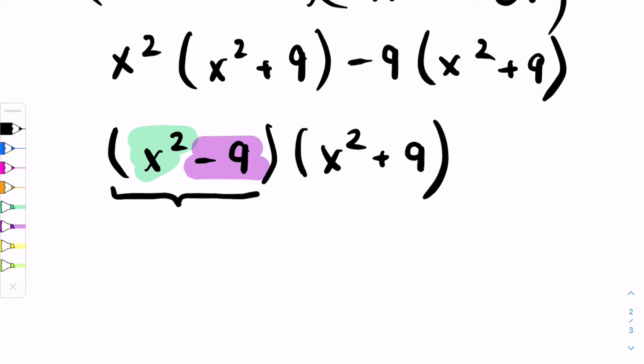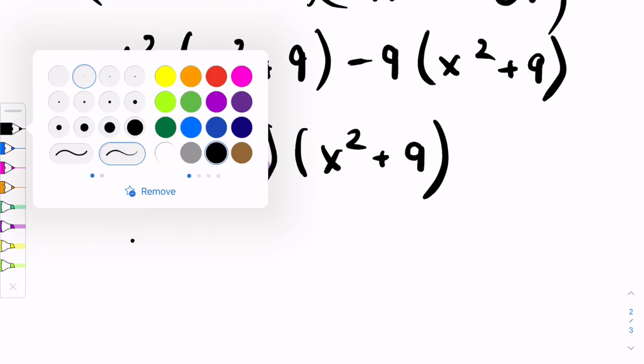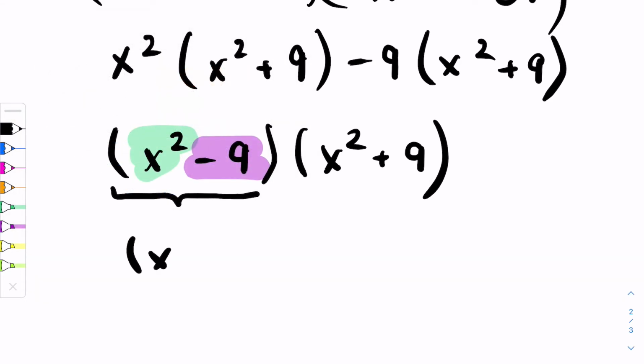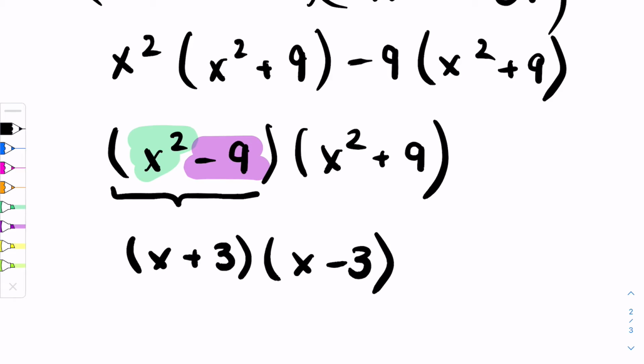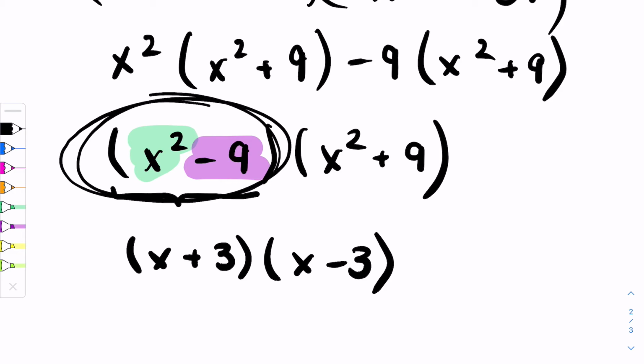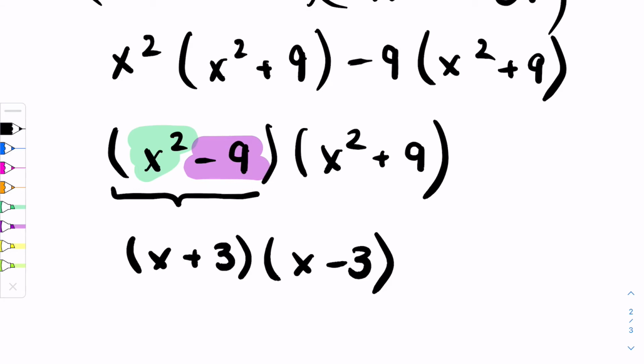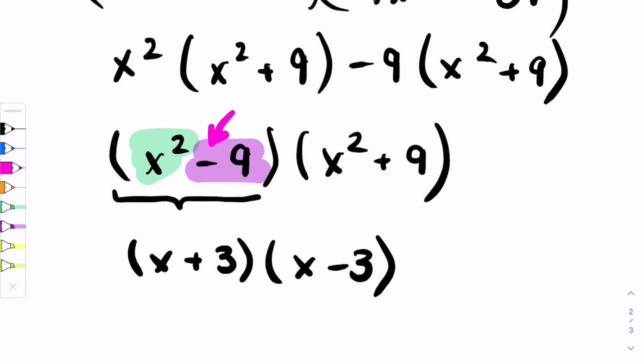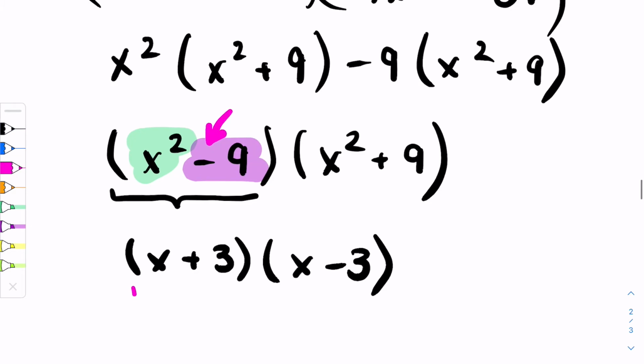So what two factors multiply to negative 9 and add to 0? You're all going to tell me that's going to be x plus 3 times x minus 3. So you have to be on the lookout for this happening. X squared minus a perfect square. So a perfect square, 4, 9, 16, 25, 36, 49, and so on. Anytime you are subtracting and then a perfect square, you can do this.